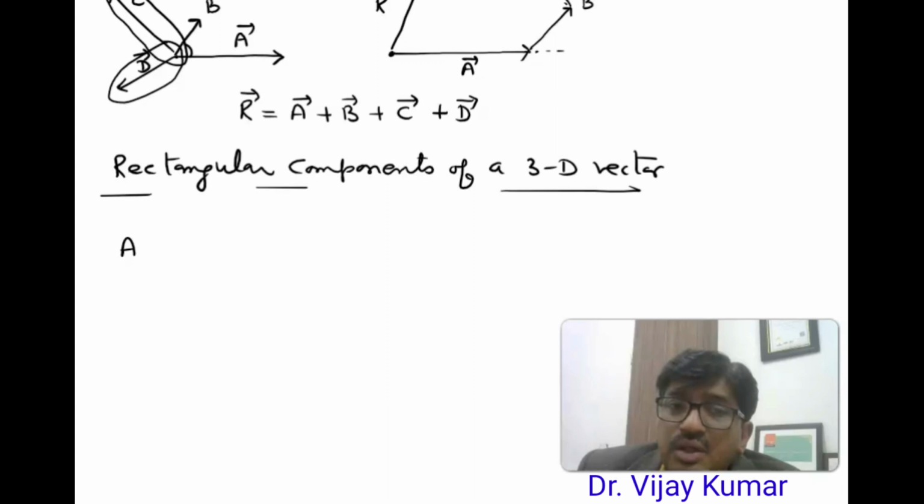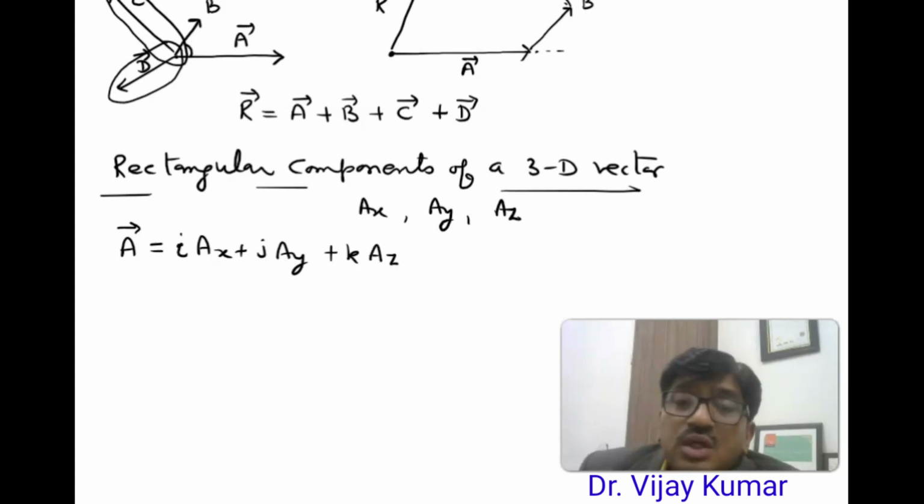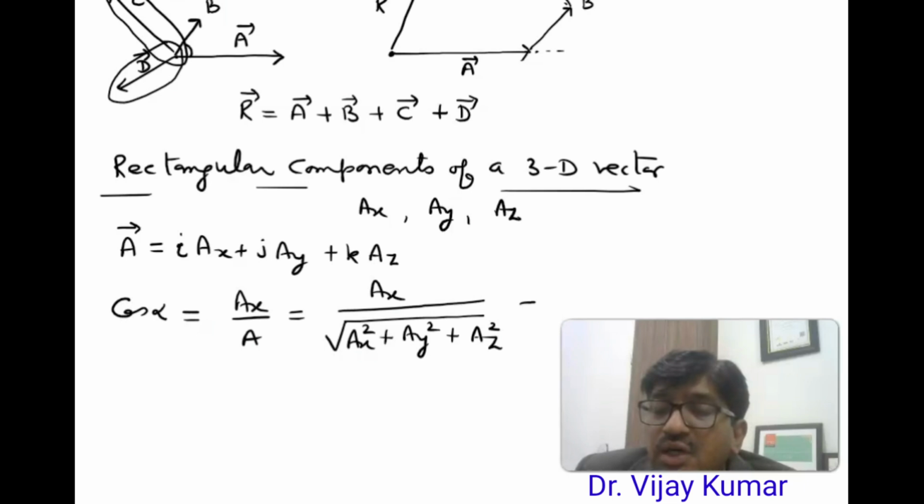So we know that suppose this is a vector A, and if AX, AY, AZ are the components of the vector A in direction X, Y and Z, then we can write A vector is IAX plus JAY plus KAZ, and we can write the angle from x-axis cos alpha equal to AX upon A, and AX upon A means AX upon under root AX square plus AY square plus AZ square, and we can write it L.